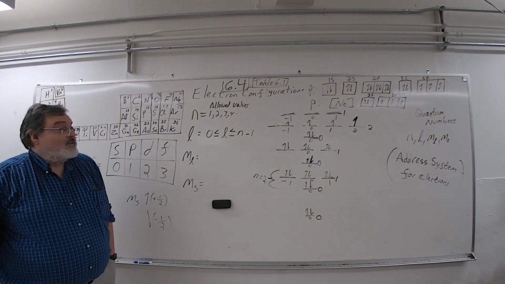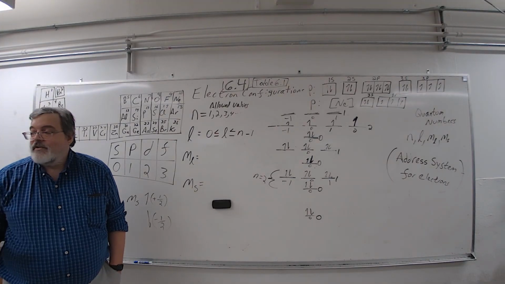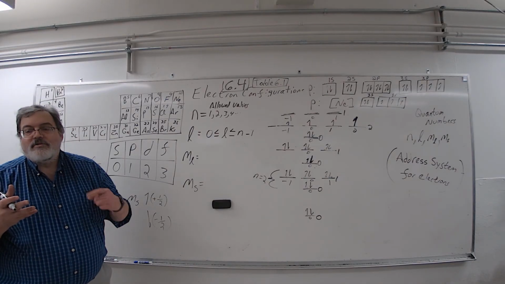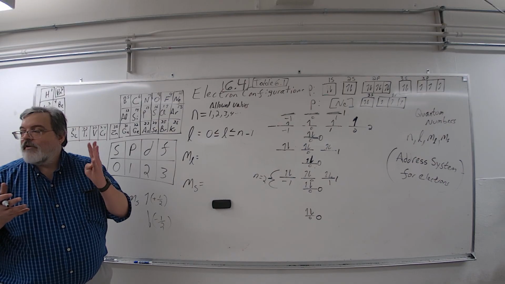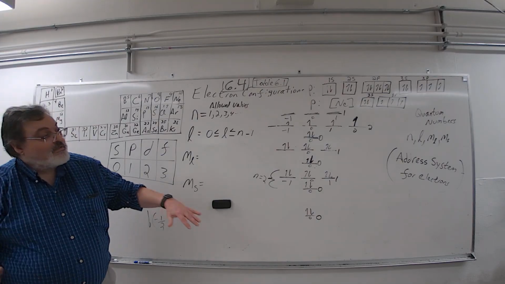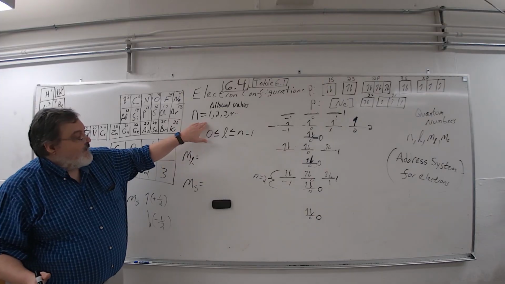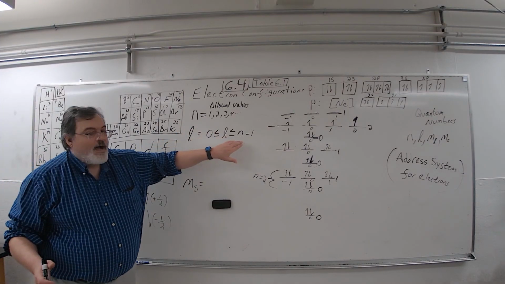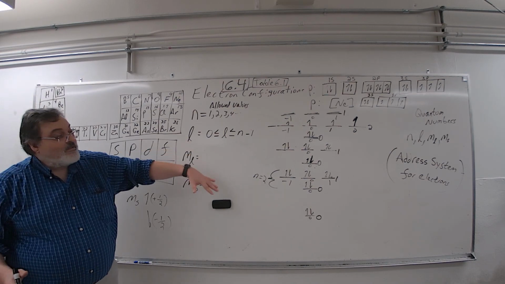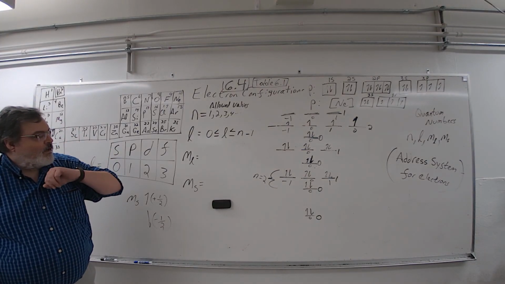So you can get a question that says, if I'm in level n equals 4, what are the possible values of L? If you're in level 4, your possible values are 0, 1, 2, and 3. If you're in level 4, there's 4 of them. If you're in level 10, some ridiculous level way up there, what are your possible values for L? If n equals 10, then it's 9, 8, 7, 6, 5, 4, 3, 2, 1, and 0.